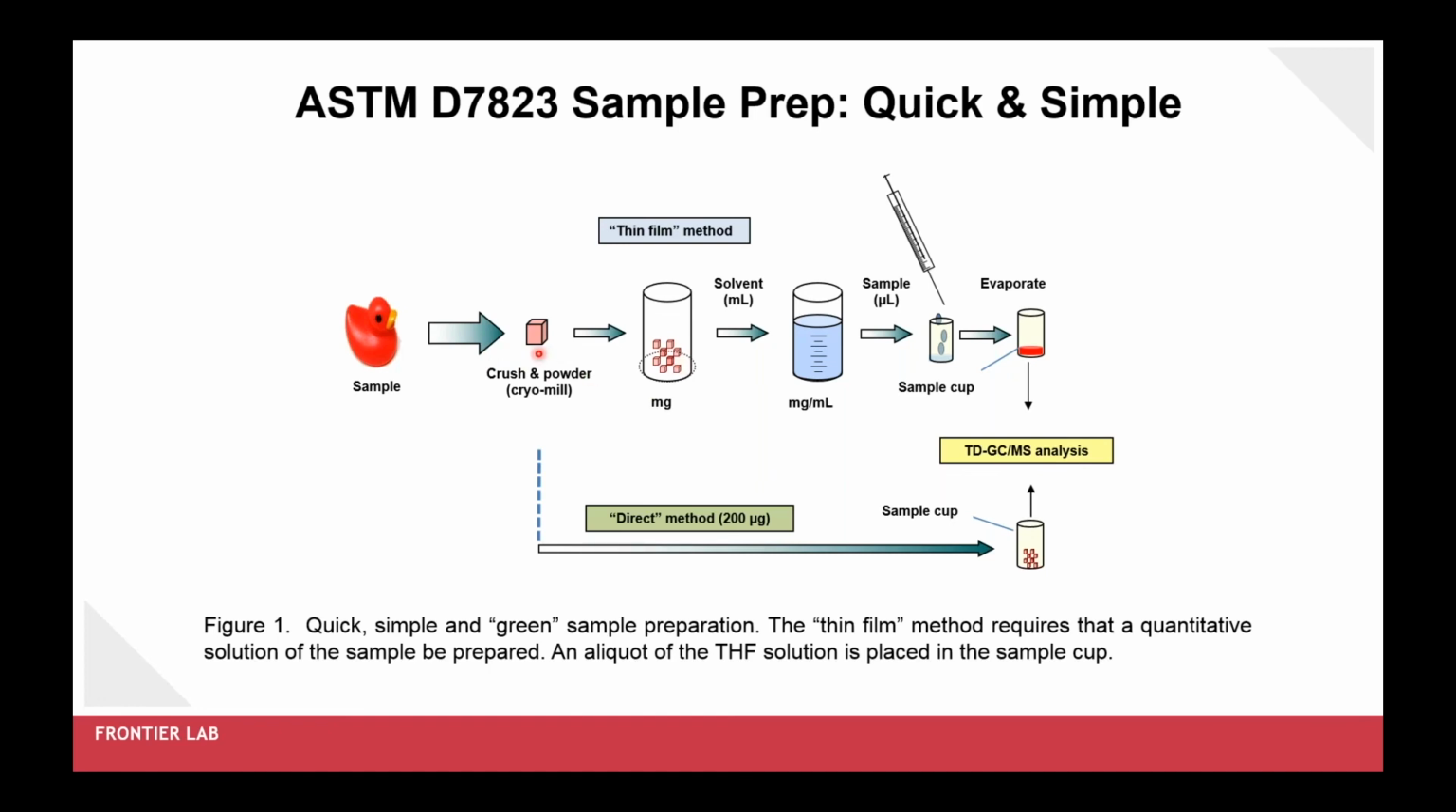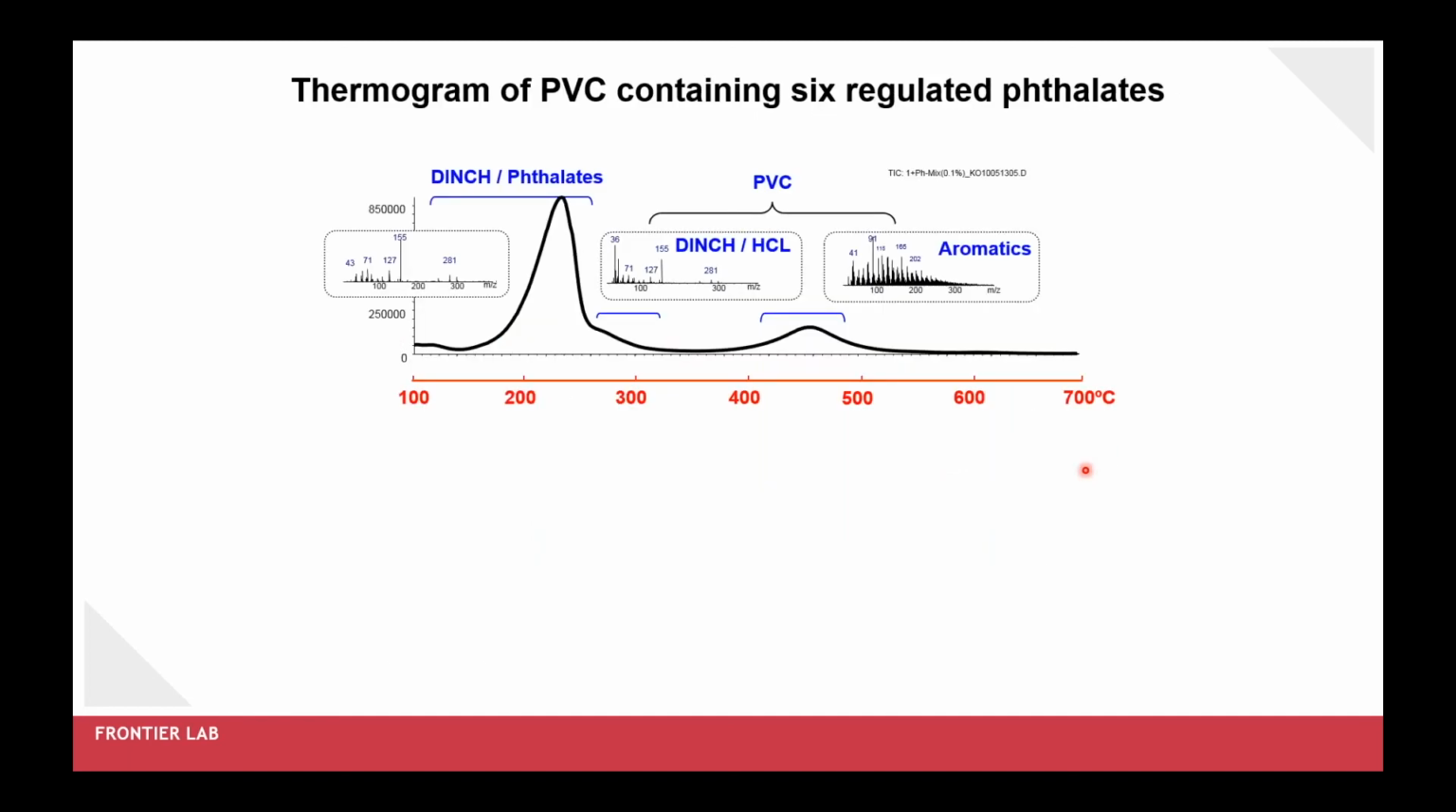Now, many polymers cannot be dissolved in a solvent. So in that case, we would use the direct method. In that case, we take the powder itself, place it in the cup, and look at it by GCMS. And this is ASTM 7823 for people who want to look at that later.